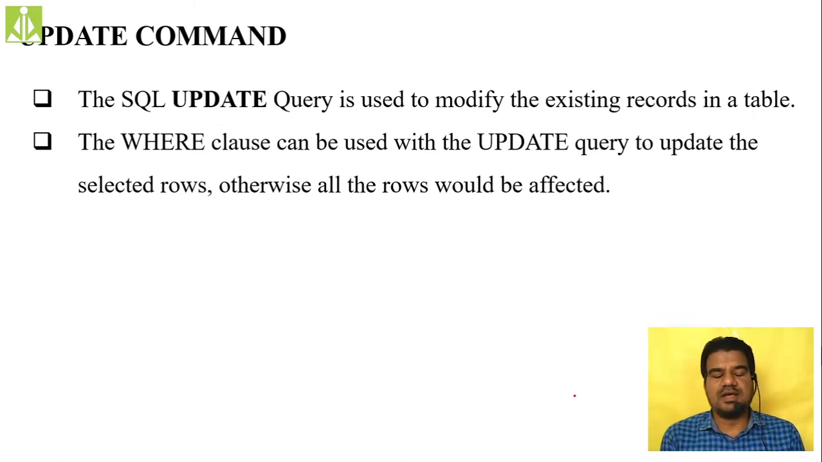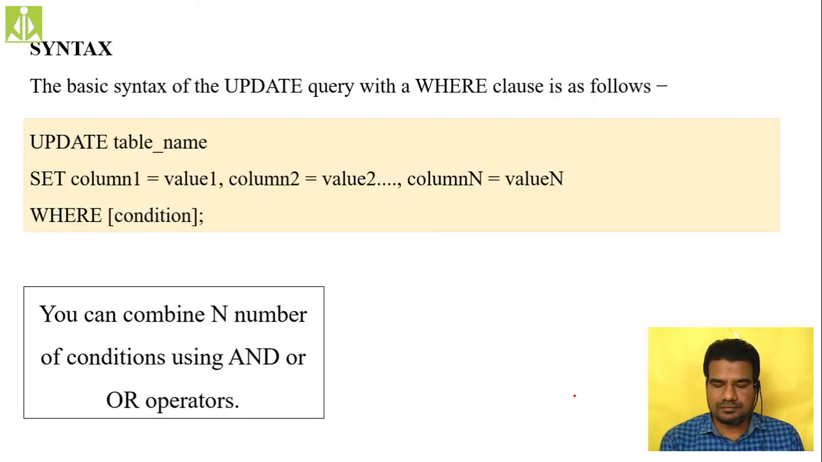So these two things we discussed. The SQL update query is used to modify the existing records in the table, and the where clause is used along with the update query to update the selected rows, but not all the rows. If you don't use the where clause, otherwise what will happen, all the rows will be updated or affected. So the syntax to use the update query: update table name.